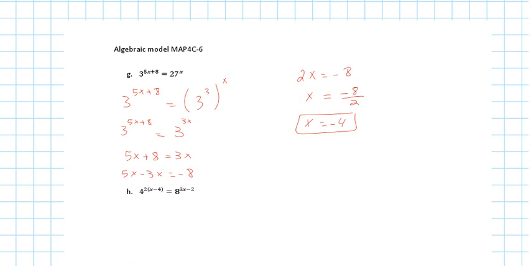Check your work for this, right? Because this is one of the harder questions, I would recommend to check your work. So if I'm gonna check my work here, I do this. So 3 to the power of 5 times -4 plus 8 equals 27 to the power of -4. Okay? So 5 times -4, that's -20, plus 8. So that's going to be 3 to the power of -12.